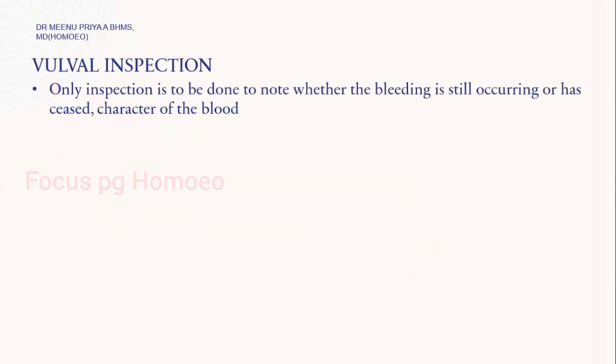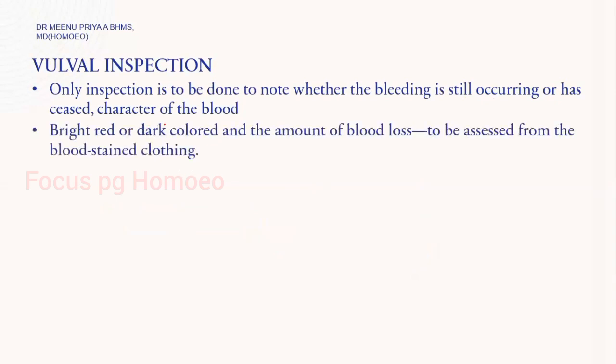Next, vulval inspection. What happens? Only inspection is to be done, to note whether the bleeding is still occurring or has ceased, and the character of blood should be noted. Vaginal examination is not to be done. The color of the blood is to be noted, whether bright red or dark red, and the amount of blood loss is to be assessed from the blood stained clothing.